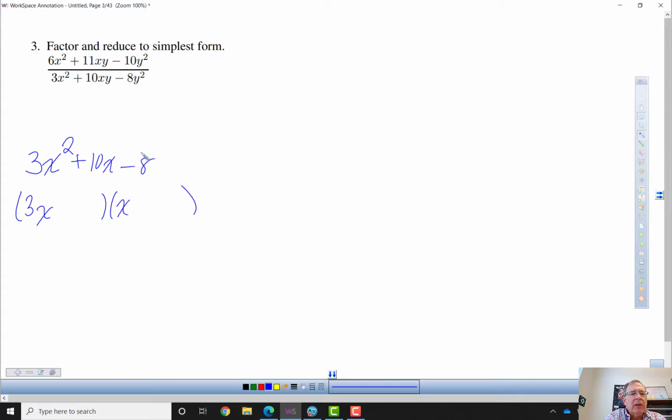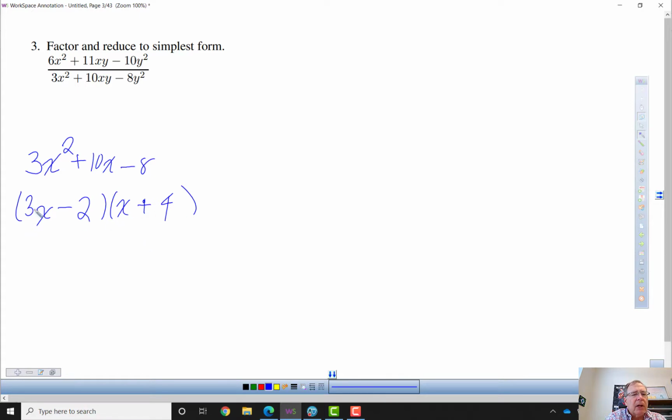Now I'm looking at this constant term. It's negative, so I've got to have a positive and I've got to have a negative. The middle term is positive, and it's kind of big, so I'm going to go plus 4 here, and then to get a negative 8, if this is a plus 4, this has got to be a minus 2.